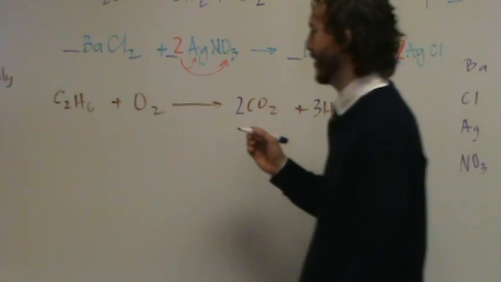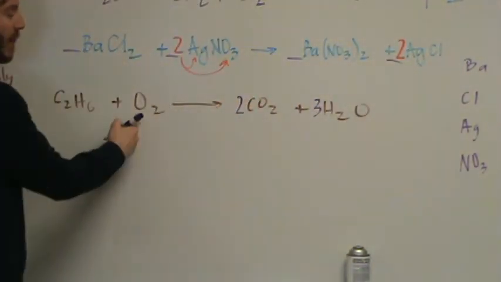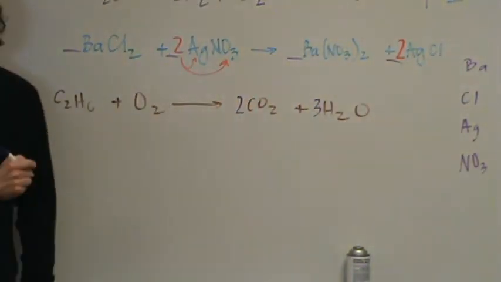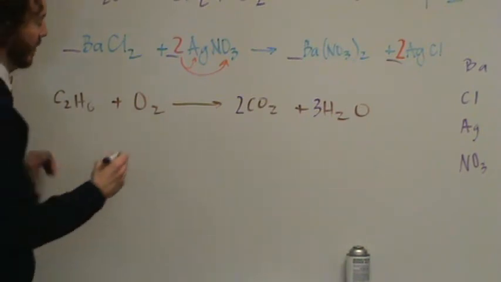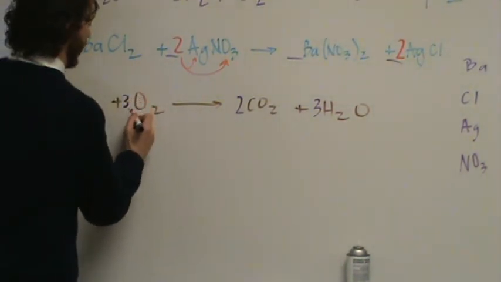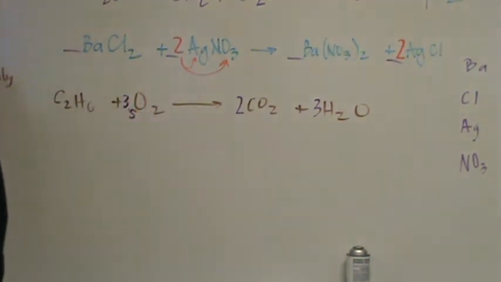Yeah, I was unsure of myself. It's 7, okay? So I would put 3.5 here, right? Because 3.5 times 2 is 7. The problem is that no one likes to have fractional numbers in the formulas or in the balanced reaction. So the way you fix that is you just double everything. This is one of the more challenging ones.